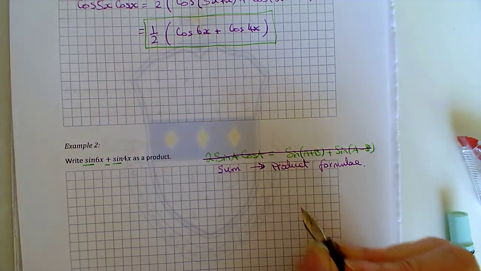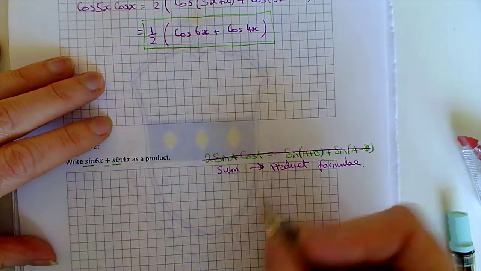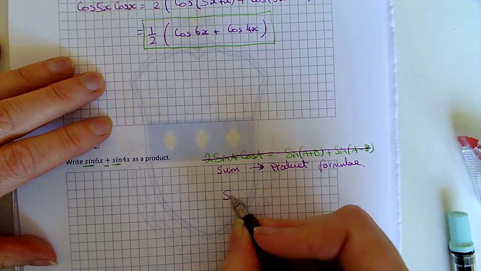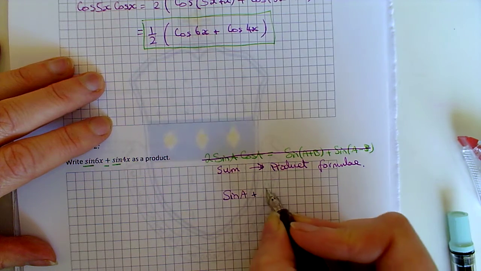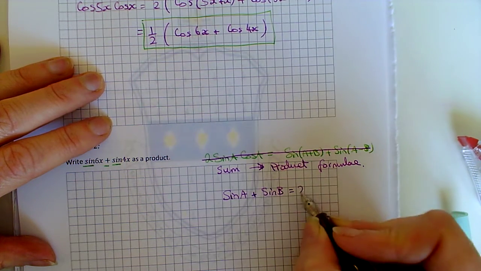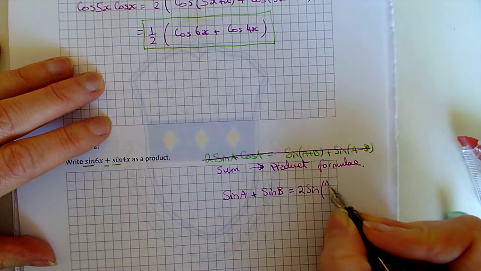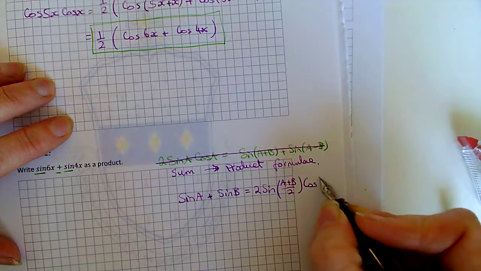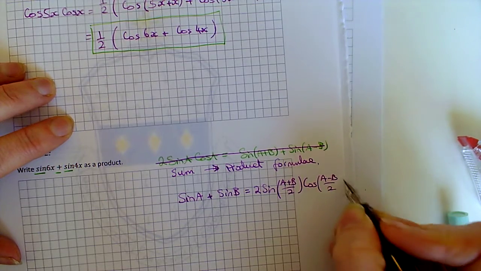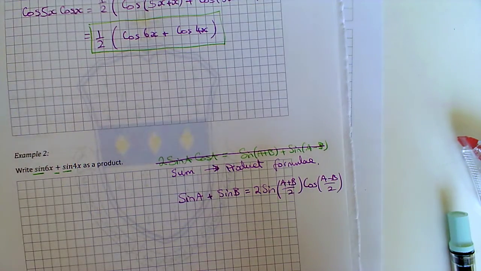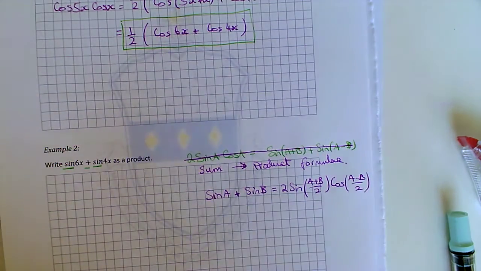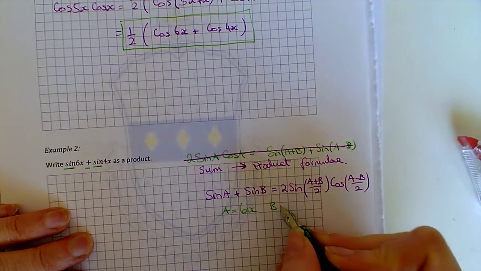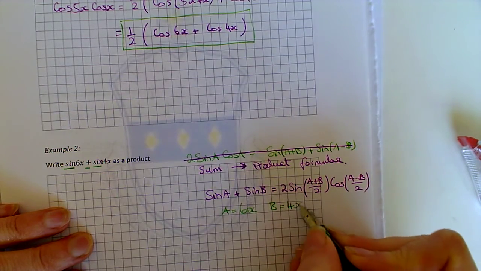And again, there are 4 of those in the log tables. So you look through them. I'm not going to write them all down. You can look them up in the log tables. And we find one that looks like this. Sine of A plus sine of B is equal to twice sine of A plus B over 2 multiplied by cosine of A minus B over 2. So that's in our log tables. And what are A and B? A is going to be 6x and B is going to be 4x.